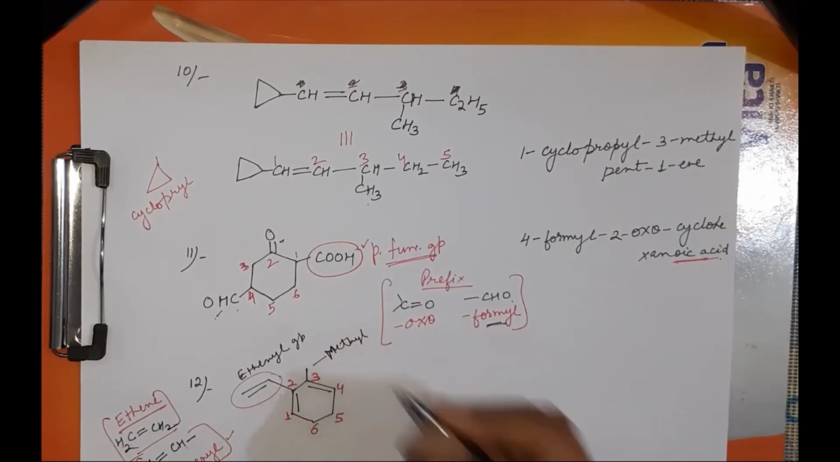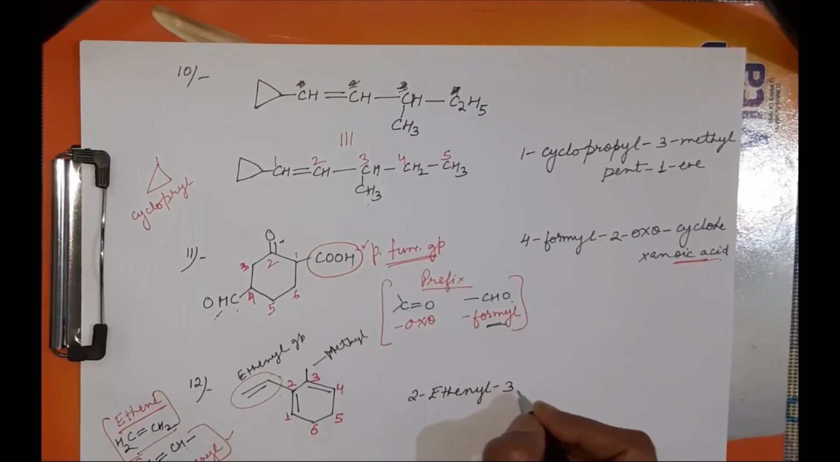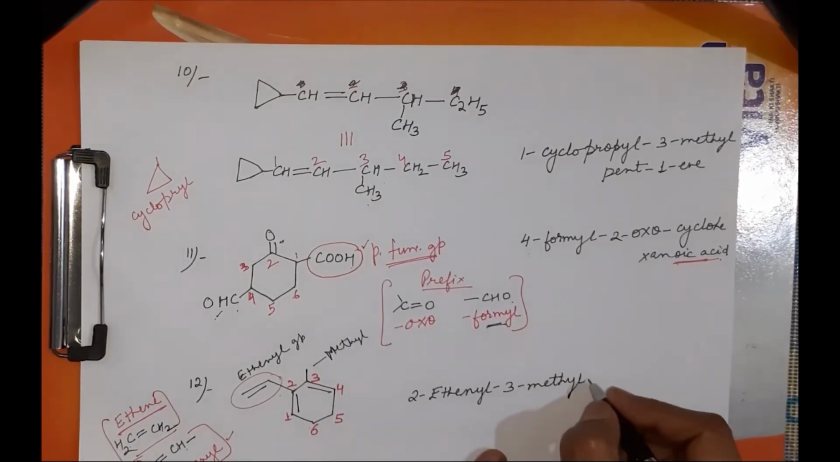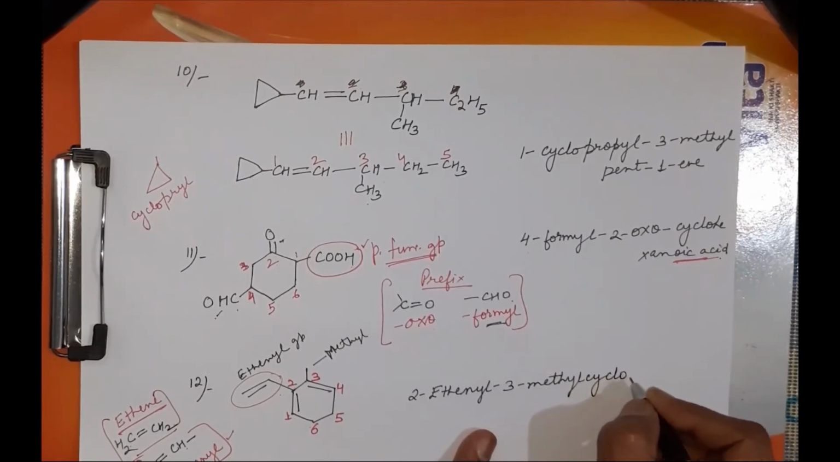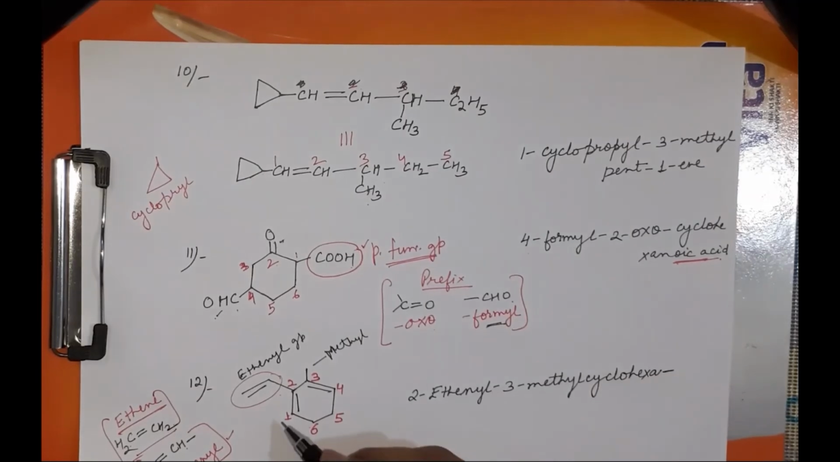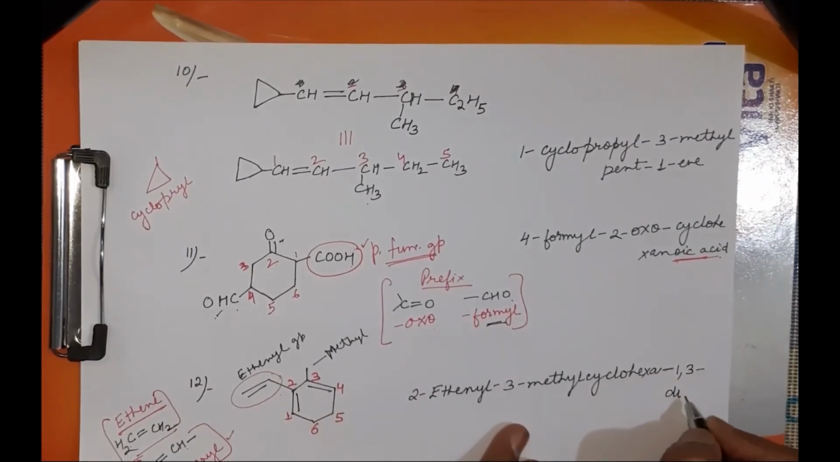This is the methyl group. So the name, first this ethenyl group will come. So the name will be 2-ethenyl 3-methyl cyclohexa 1,3-diene. So this will be the name.